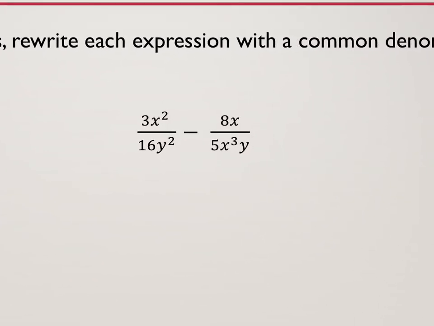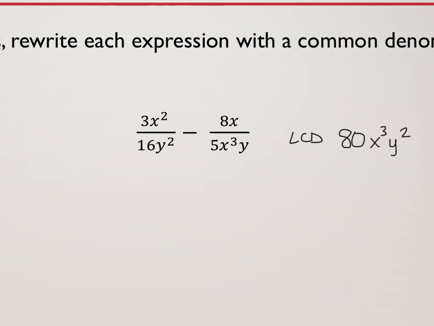So in the second example, first one, my least common denominator of 16 and 5. I'd start with the 16, 32, 48, 64, 80. 5 goes into 80, so I'd keep 80. I'd have x cubed, and I'd have y squared. So that's going to be my common denominator.